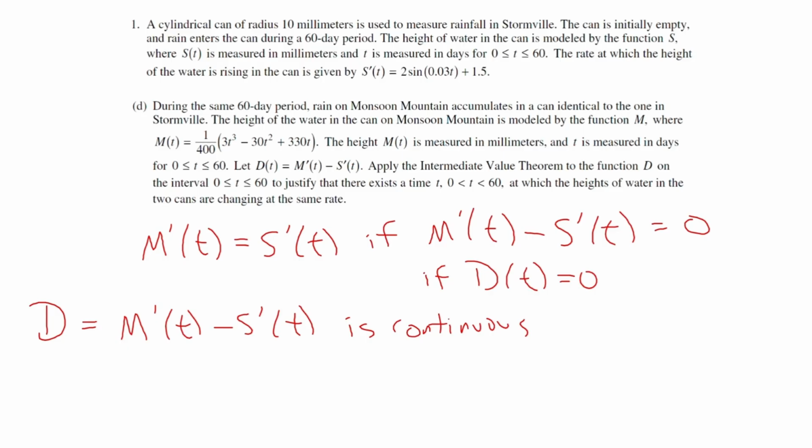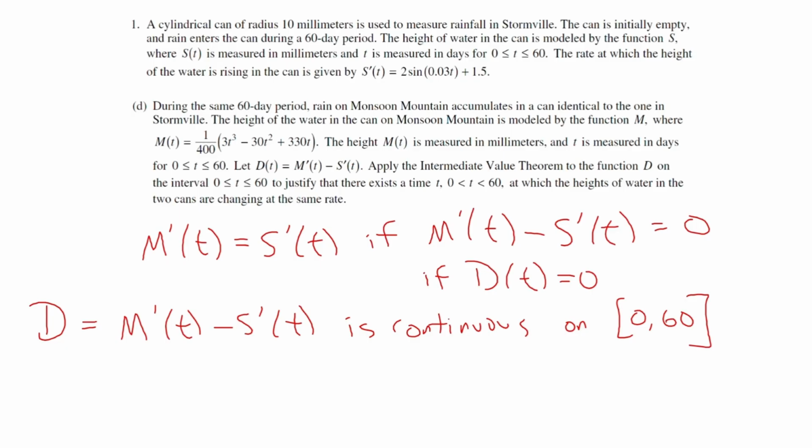And we know that it's continuous, right? Because m has a derivative, and s has a derivative, and m and s were both continuous functions. The rate of change is never going to be undefined. There's always going to be some value, and we can't have any breaks or holes in that. So we know that this function is continuous on 0 to 60.